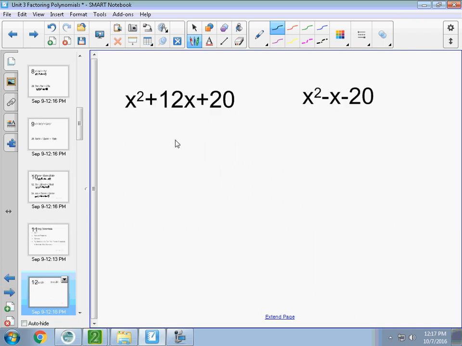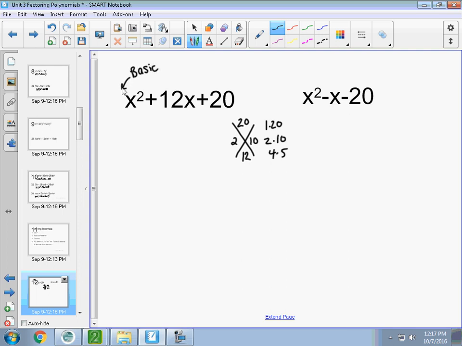X squared plus 12x plus 20. I'm looking for two factors, or binomials, that will multiply together to give me 20 and add together to give me 12. So multiply to get 20, add to get 12. I've got 1 and 20, 2 and 10, 4 and 5 as my options. Since 2 times 10 is 20 and 2 plus 10 is 12, 2 and 10 are the two numbers that I'm going to use.